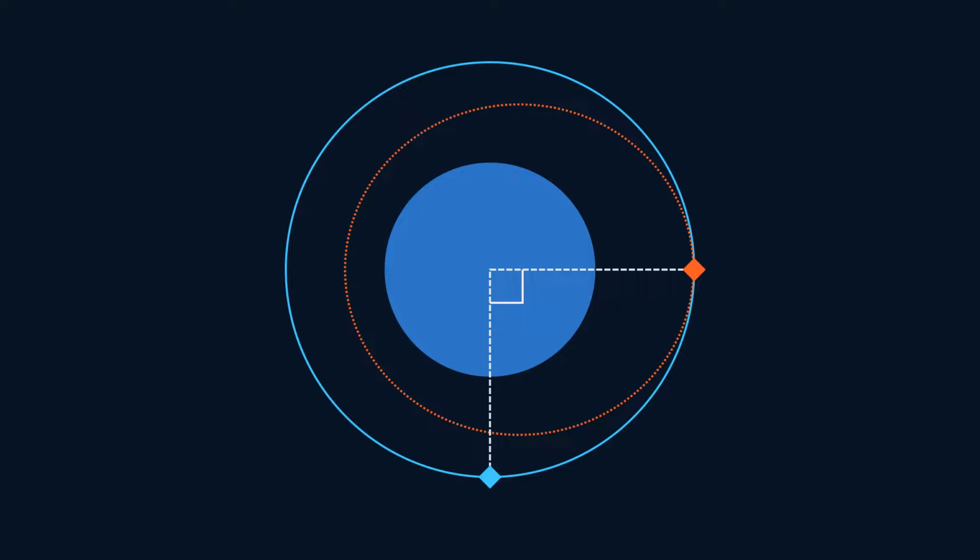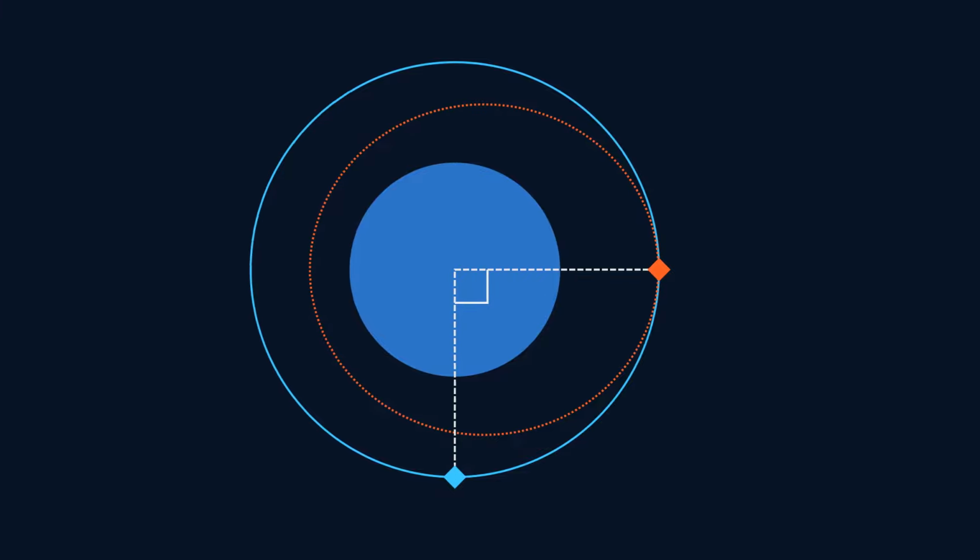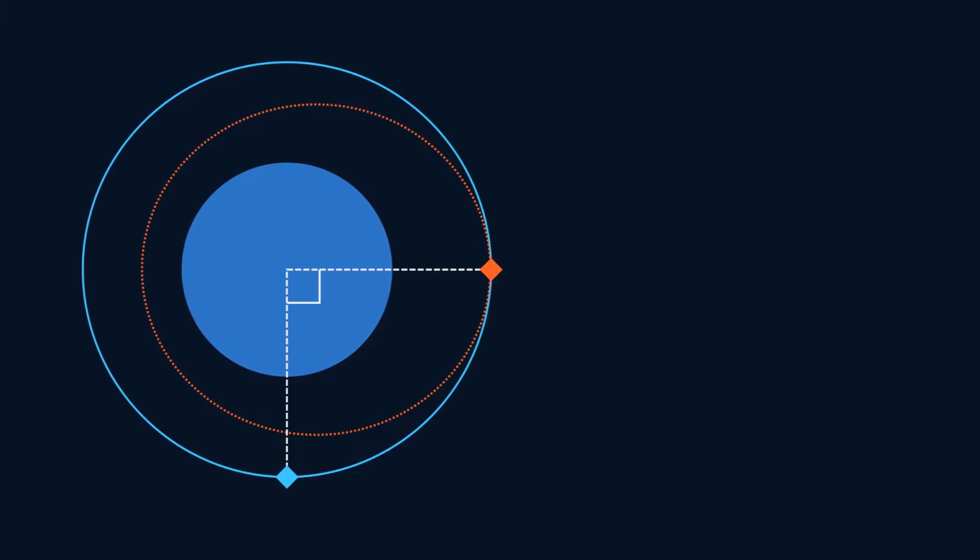Alright, so we know the method, now let's calculate the parameters of this transfer orbit so that we can actually use it. So as I said, the period of our initial transfer orbit will be 3/4 that of the final orbit.